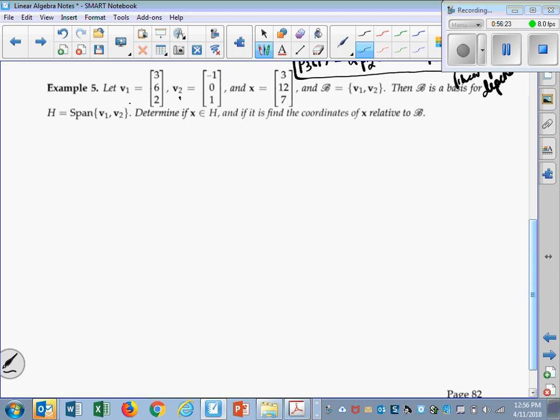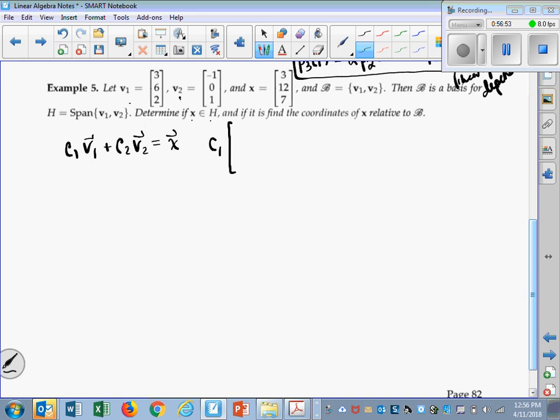Okay, well, we're asking, can I take weights c1 of v1 and c2 of v2 and give me the vector x? Is it possible? If it's not, then once we start our row reduction, we're going to have an inconsistent system. But if the system is consistent, then we will have B coordinates, and this vector x is in the span of those two. It's in a subspace.